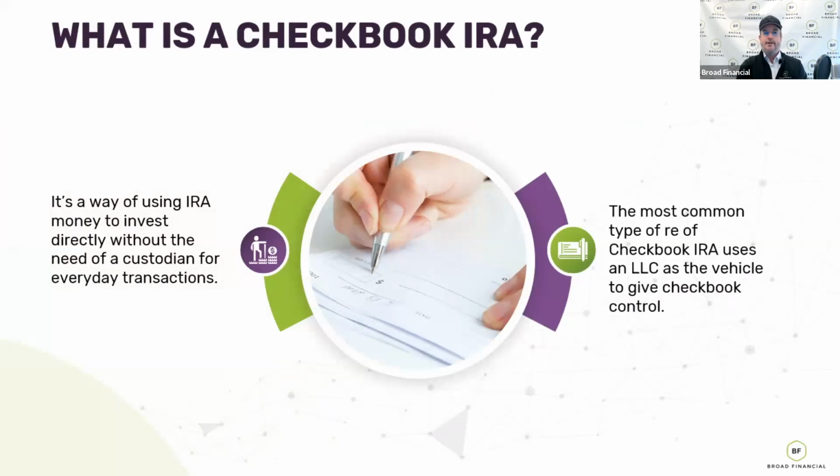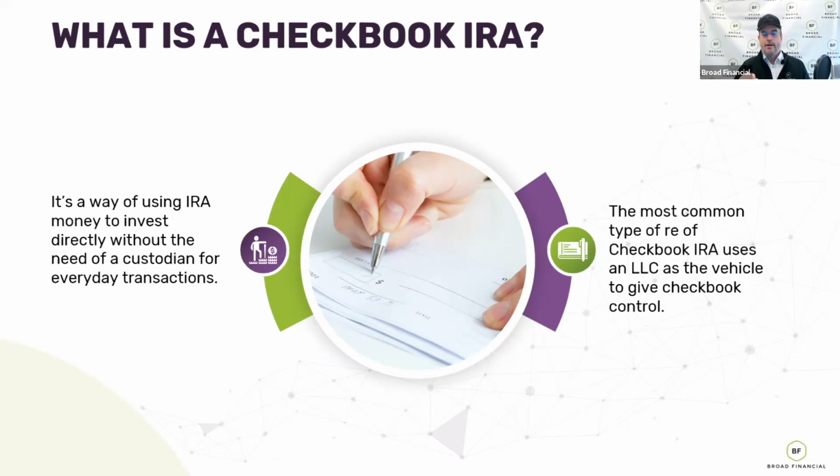As I mentioned, there are fundamentally two different types of self-directed IRA models, a custodial model and a checkbook model. Just to read the screen here, it's a way of using IRA money to invest without the need of a custodian for everyday transactions. The most common type of checkbook IRA uses an LLC as the vehicle to give checkbook control. So what that means is that every IRA needs a custodian. That's an IRS required middle party. So the IRS knows basically where a person's retirement funds were and where they are, and then they depend upon the custodian to report to them.